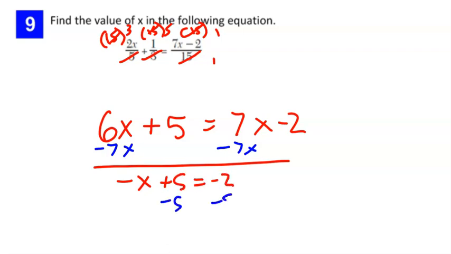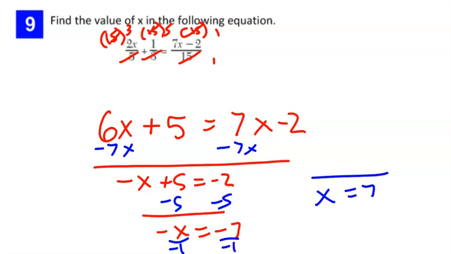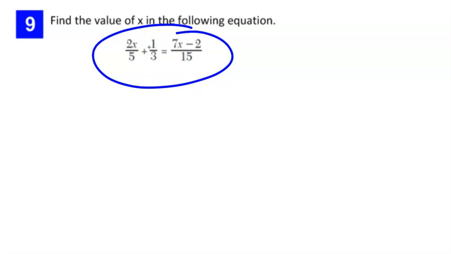I'm going to subtract 5 on both sides. I get negative x equals negative 7. And I'm going to divide both sides by negative 1. And I get my final answer, x is equal to 7. You can certainly put that in your graphing calculator into the initial equation here. You could put that 7 here. You could put that 7 here, and you could see and check that these are equivalent.